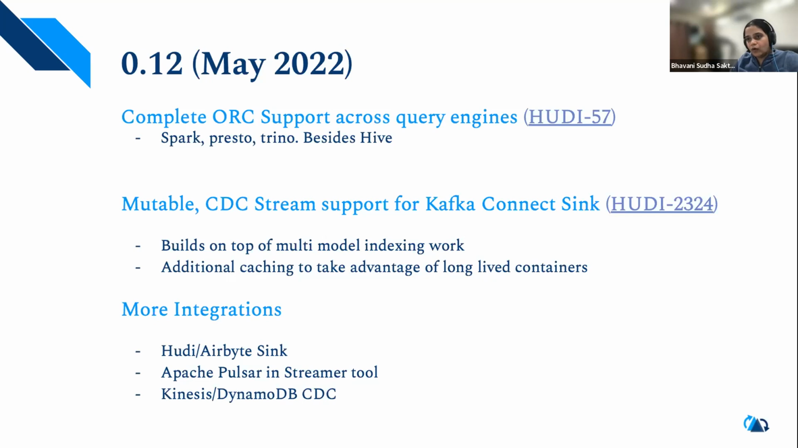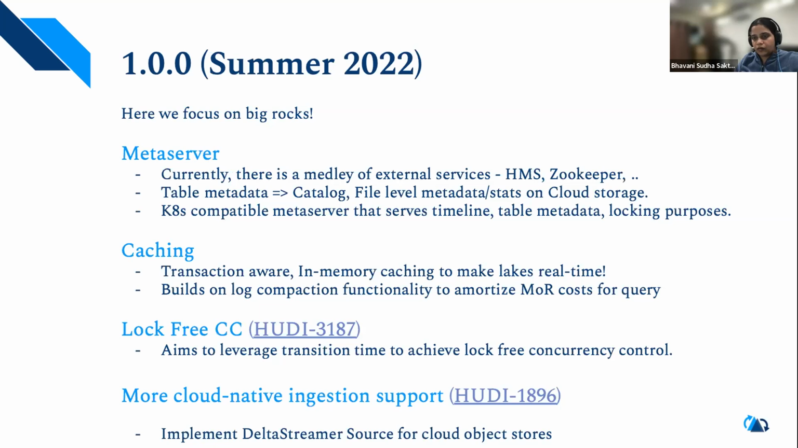And you'll also see more integrations in point well. For example, Apache Pulsar as a data streamer source, and then Hudi Airbyte Sync and Kinesis DynamoDB's CDC support, etc. So that's for 0.12 highlights. Like I said, again, this is not an exhaustive list, so please go over to the roadmap page and see if you need more details.